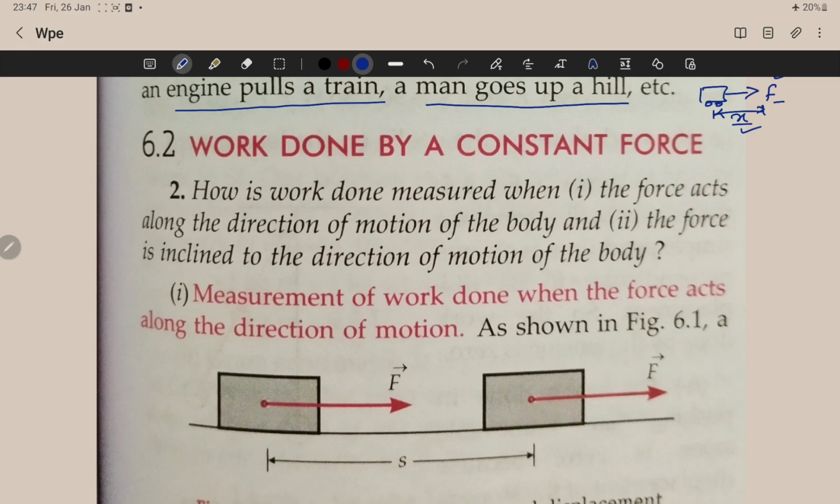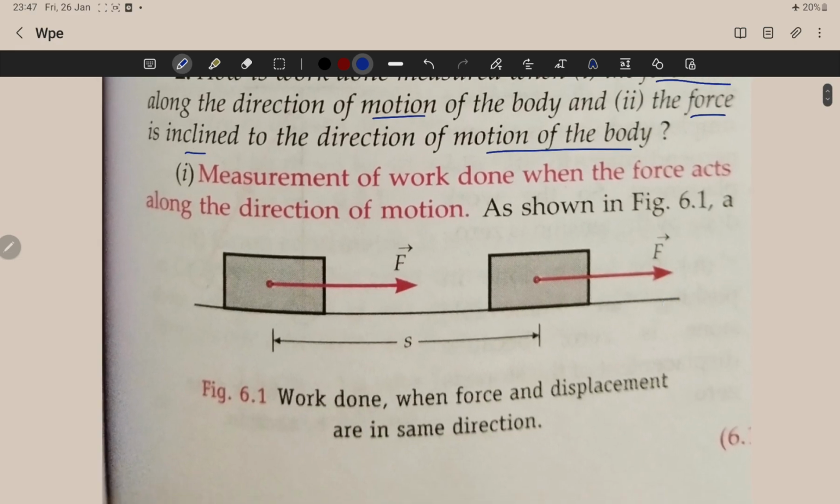So there are two conditions. How do we measure the work done when the force acts along the direction of the motion? When the force acts along the direction of the motion, the direction of motion and the direction of force are both the same. And second, when the force is inclined to the direction of the motion of the body. First, we consider the measurement of work done when the force acts along the direction of the motion.